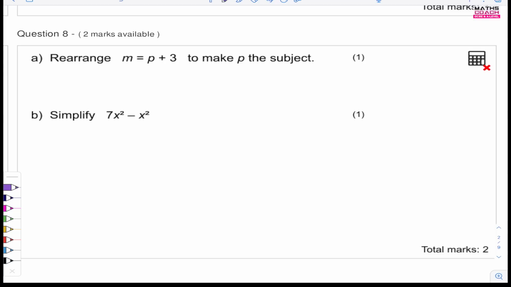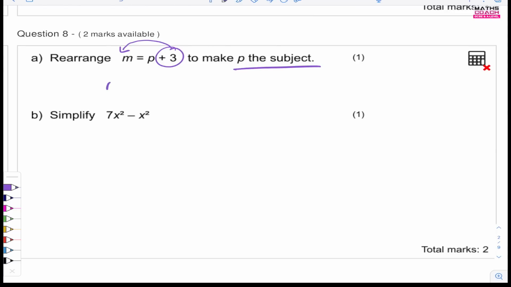Question 8. Part A, it says rearrange m is equal to p plus 3 and make p the subject. To make p the subject, you're going to take this plus 3 away from that side and put it on this side. It's a plus 3 here, so on the other side it's going to change its sign. So it's going to be minus.